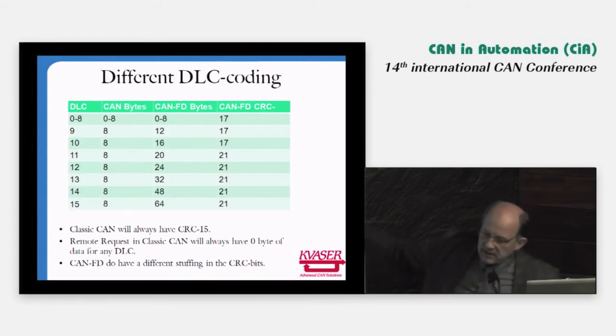So this is showing the difference, as you can see here, depending on the DLC. In standard CAN, it's quite simple. It's 0 to 8, and beyond that you only have to handle 8 bytes of data to send out on the bus and receive. But when it comes to CAN FD, we have to check, because if it says 9, it will be 12 bytes, and so on and so forth. And depending on the data length, we have to select different CRCs.